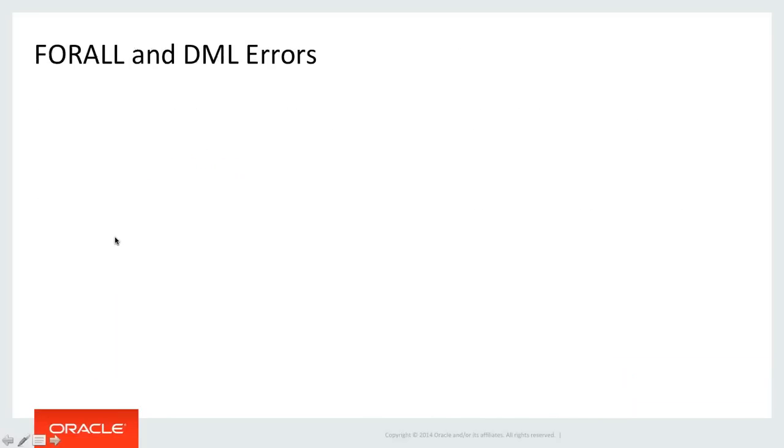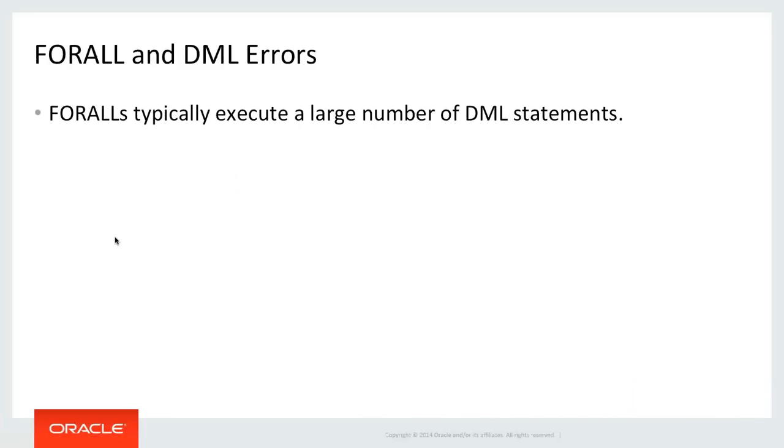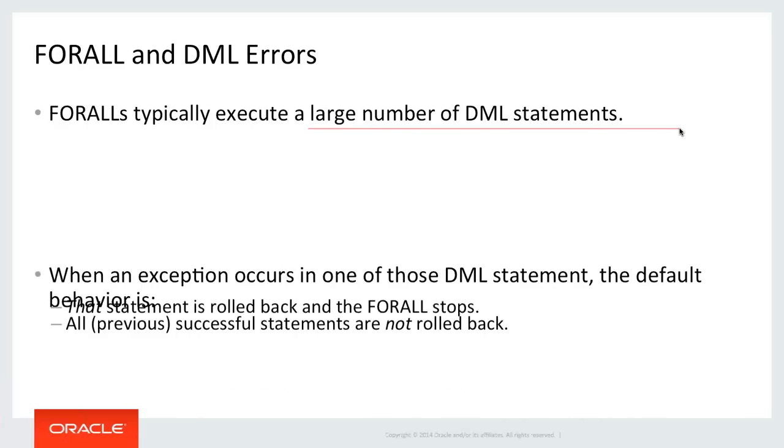Okay. Now, of course, one of the biggest issues you have to confront when you're executing DML statements, inserts, updates, deletes, are errors. All sorts of errors can occur when you execute DML compared to, for example, a query. On top of that, FORALL statements are typically used to execute a large number of DML statements, not 1 or 2. And that immediately raises the question, what should happen when one of those statements fails? Because by default, it's pretty clear.